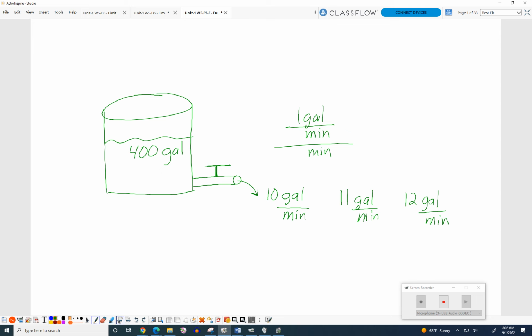Rate is also pretty simple. If you put a valve on the bottom of the tank and let water leave the tank, the water is going to flow out at some rate. That means the amount is going to drop, in this example by 10 gallons every minute. So 400 gallons is the amount of water in the tank. Negative 10 gallons per minute is the rate at which that amount is changing. Questions so far?